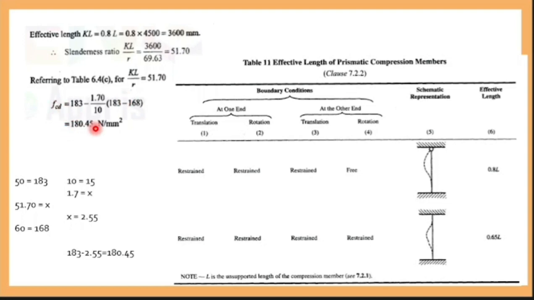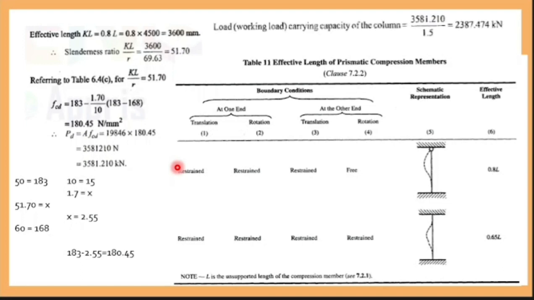Fcd you multiply with the area, 19,846, into this value, and you will get the design load. Pd is the design load. So your design load will be 3581 kilonewton. For the working load you have to divide it by 1.5. Whatever value you got here, divided by 1.5 will be the working load. So your working load will be 2387 kilonewton.